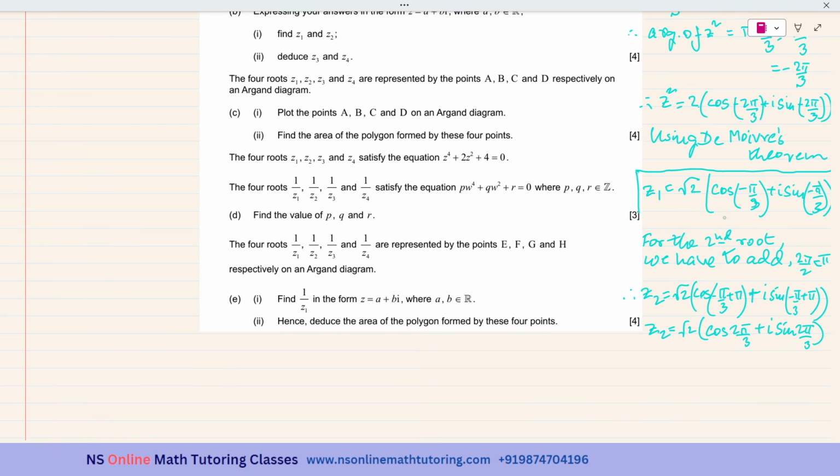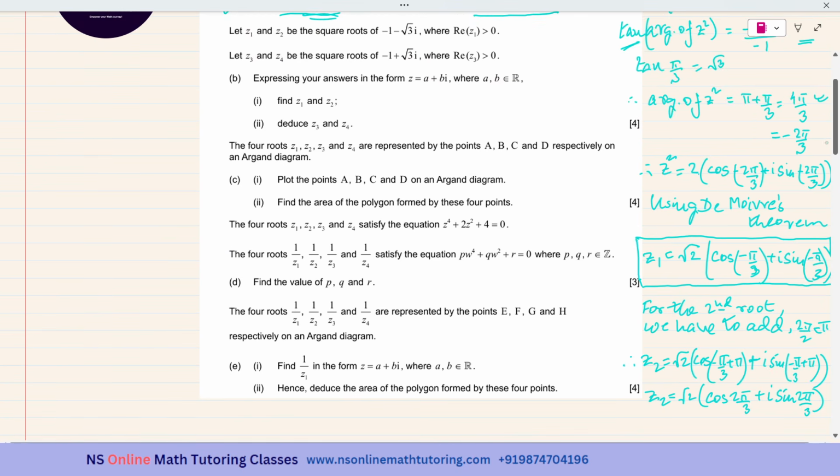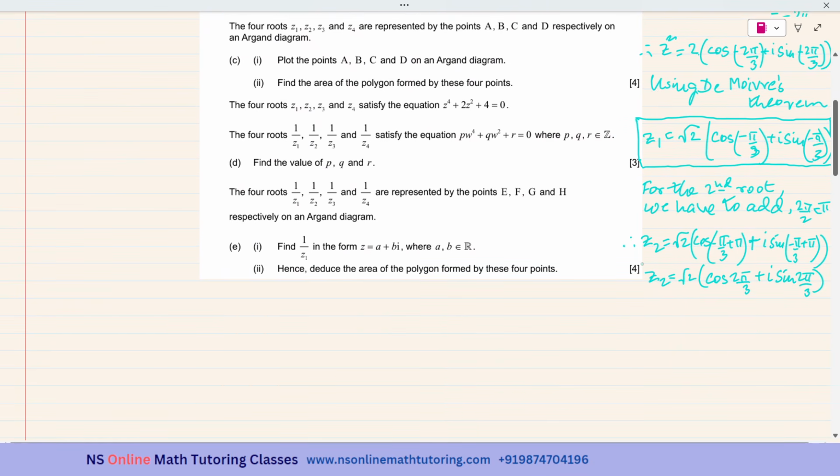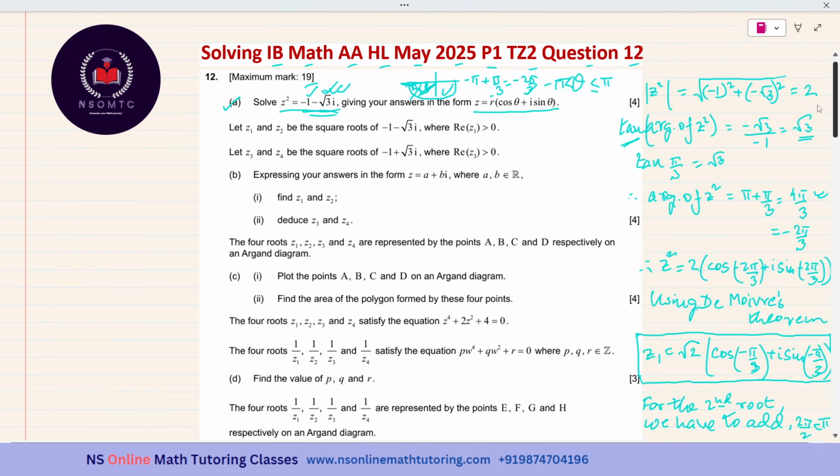Yes, cos negative pi over 3 will be a positive number. It is in the fourth quadrant. The angle is in the fourth quadrant. So the real part will be a positive number. And this is the second root. Okay.